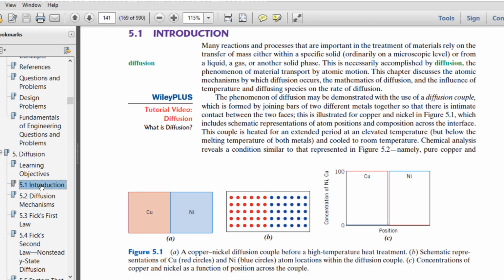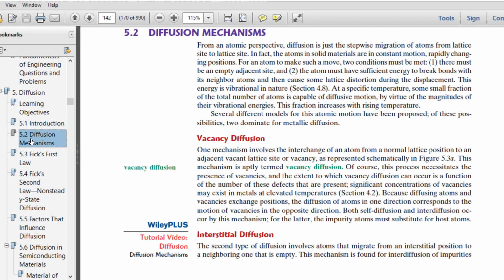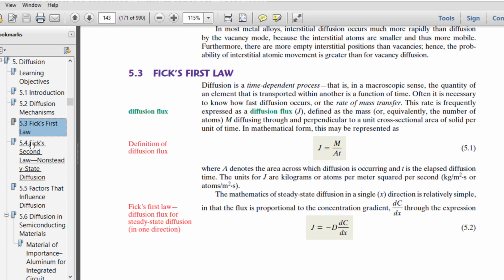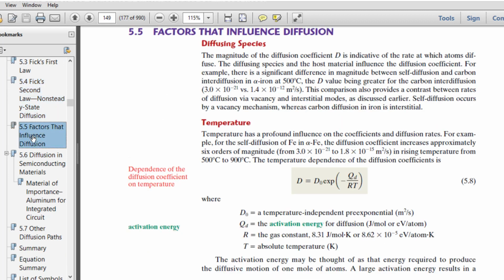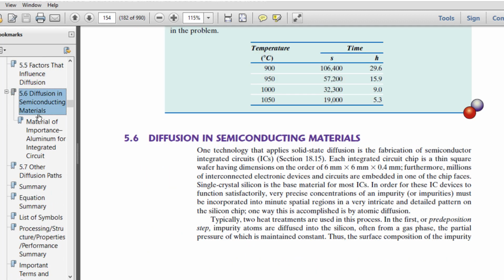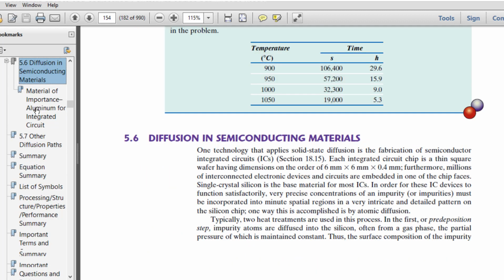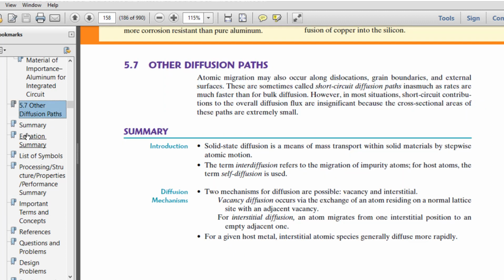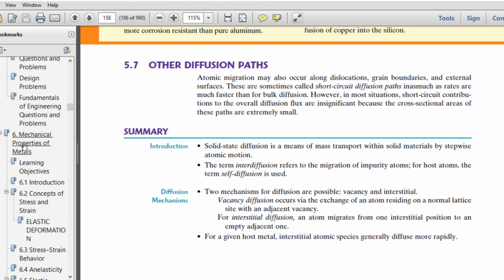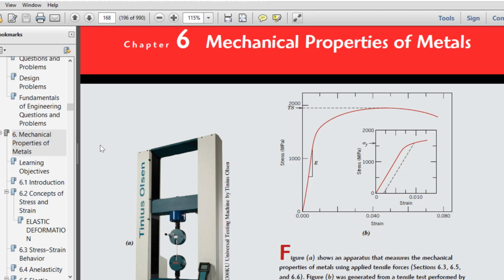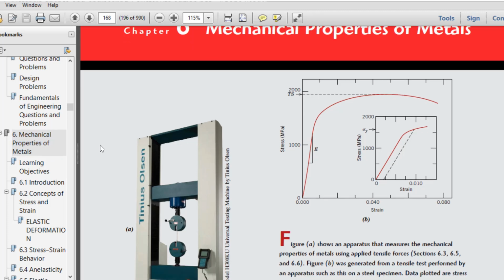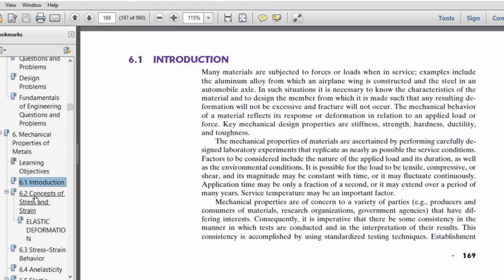See, chapter 5, diffusion, it is also a very important chapter. You need to study all sections: Fick's first law, Fick's second law, factors, then diffusion in semiconducting material. Okay, chapter 5 you can read completely. Then mechanical properties. So this is a chapter which somewhat explains the mechanical aspects of material. So you will learn good things over here.